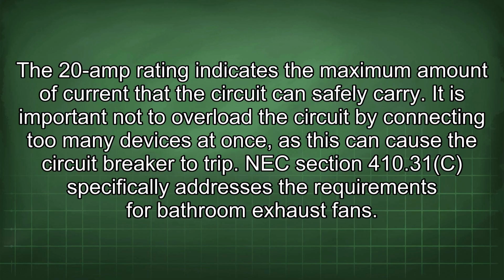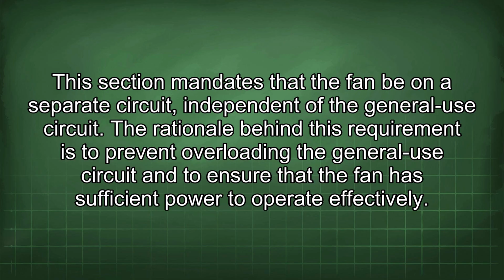410.31(c) specifically addresses the requirements for bathroom exhaust fans. This section mandates that the fan be on a separate circuit, independent of the general use circuit. The rationale behind this requirement is to prevent overloading the general use circuit and to ensure that the fan has sufficient power to operate effectively.